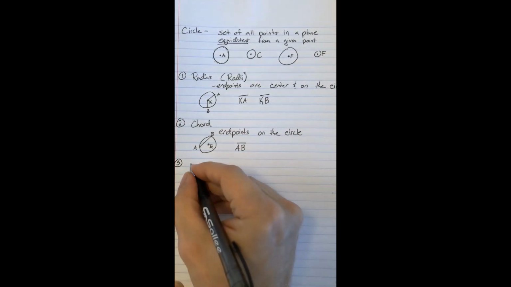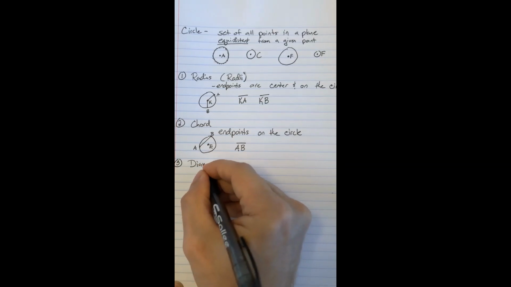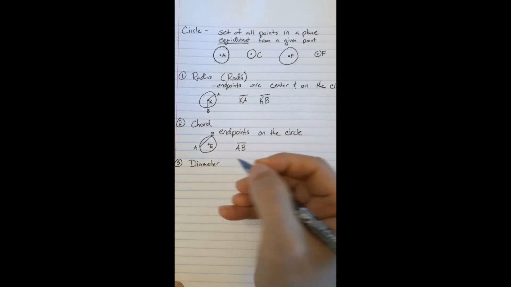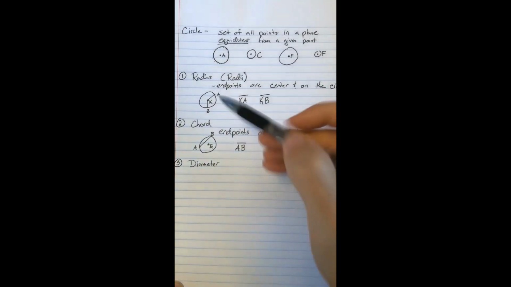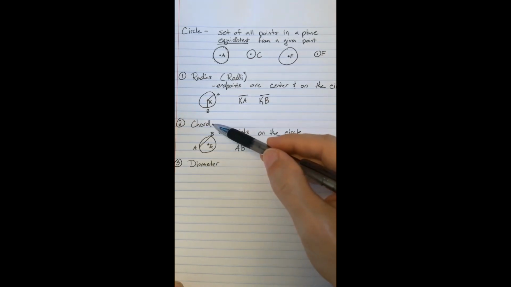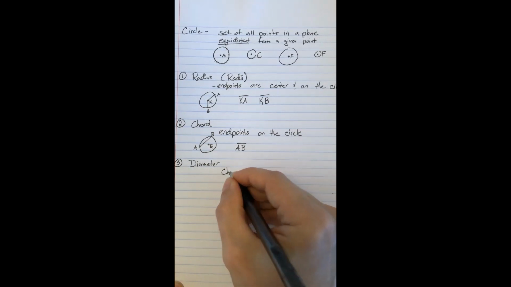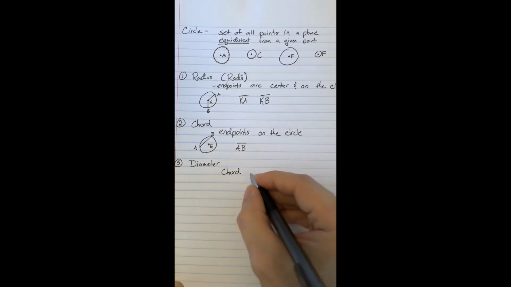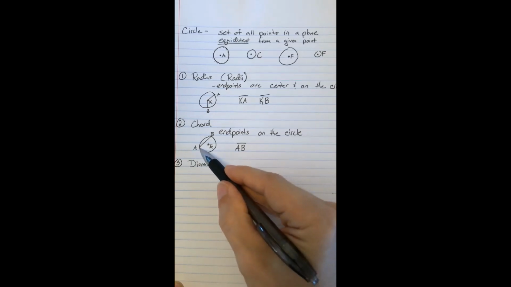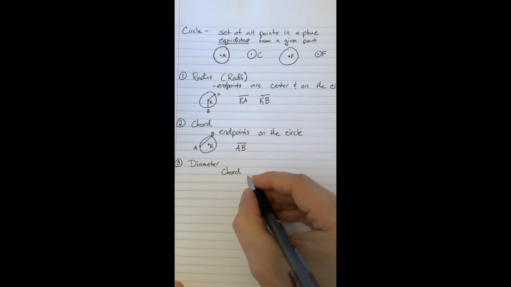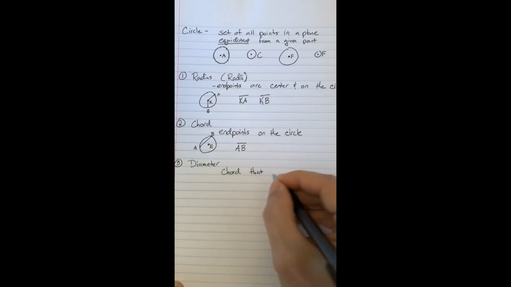Now, the last one is called a diameter. And chances are in your algebra classes before, you heard about radius and diameter and not about chord. The reason why I taught chord second is because a diameter is a chord, but it's a special chord. It's a chord, meaning, remember, a chord has both endpoints on the circle itself, but it's a chord that passes through the center of the circle.